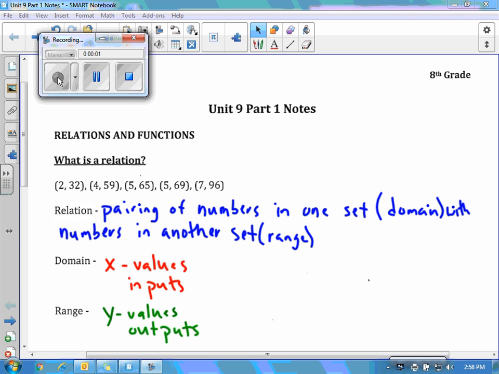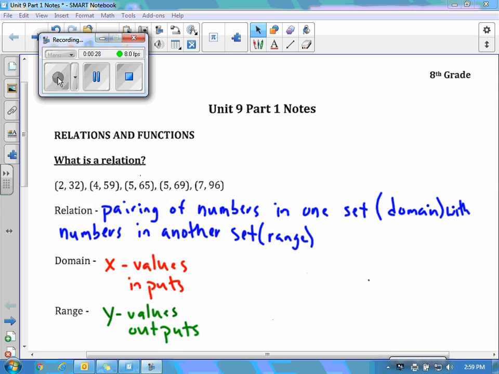Alright guys, in Unit 9 we are moving on to stuff which should be pretty much completely new for you. In Unit 9, Part 1, we were talking about relations and functions. And then as we move on, we'll look at graphing, linear equations, and then also look at using intersection graphs. So in Part 1, we're just talking about relations and functions, so a really quick intro basically.